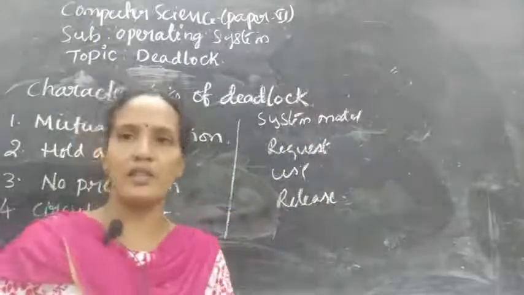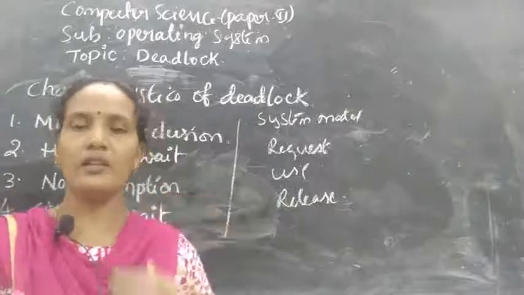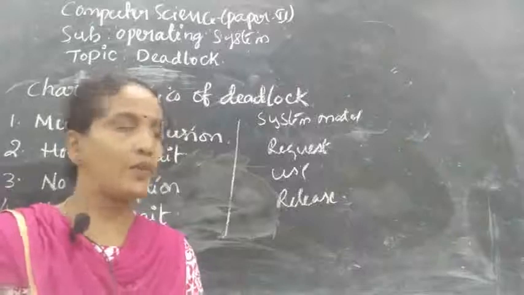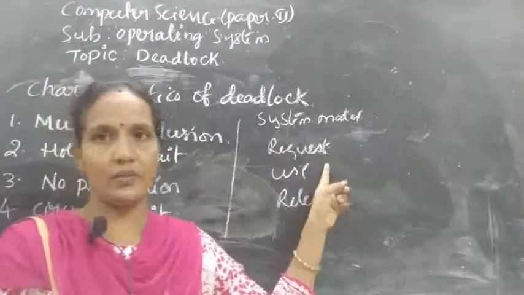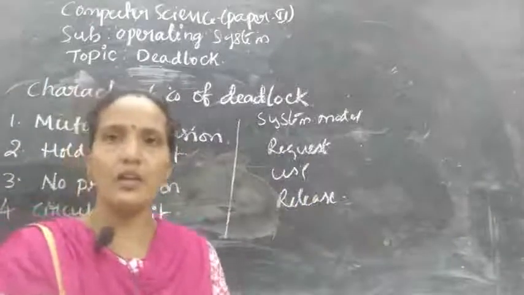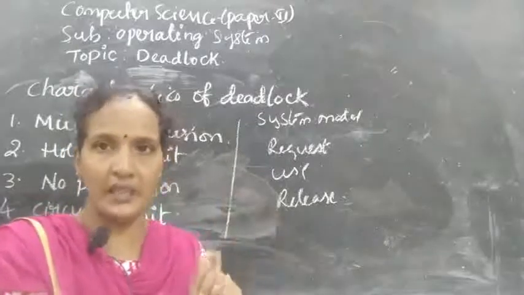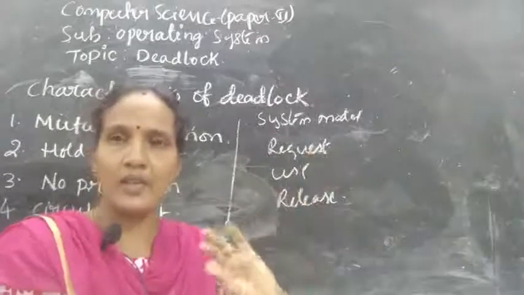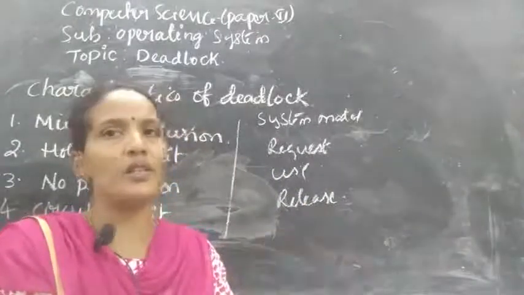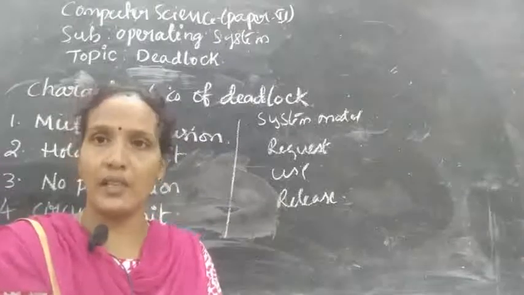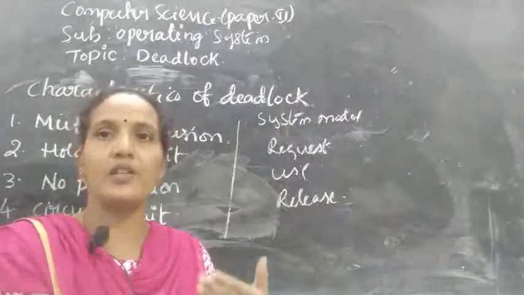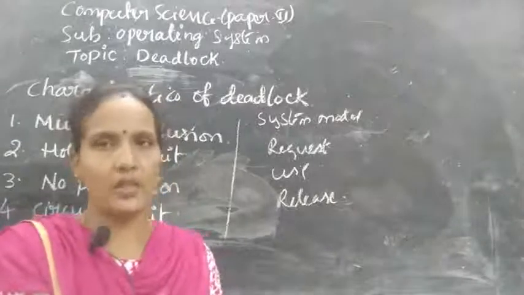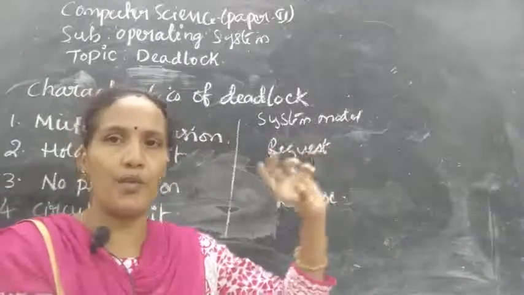Actually, in a deadlock, normally, whenever any process wants to use any resource, first it should request the resource. Okay, understood? If any process wants to use any resource, the process should request the resource. If the resource is available, then the resource is given to the process. If the resource is not available, then the process needs to wait till the resource is released by the other process. It is a simple model of the deadlock.